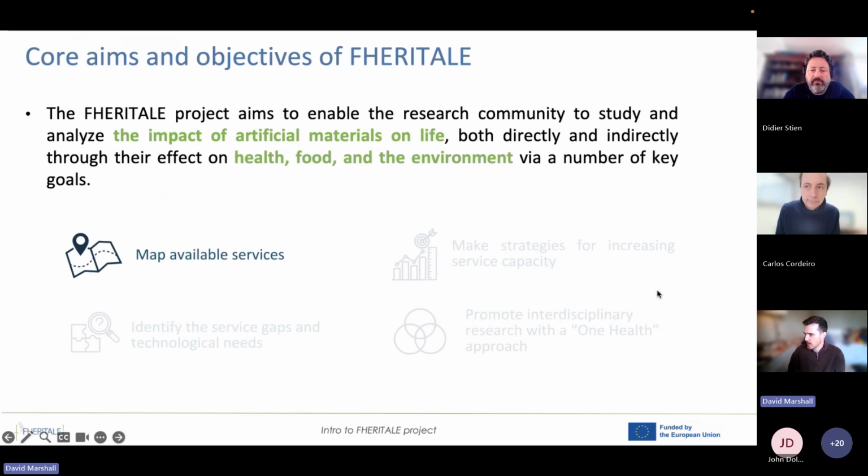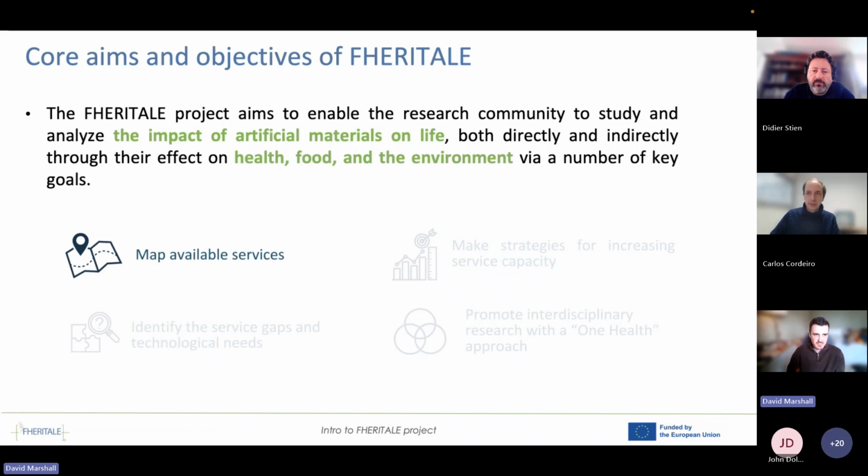So, the core aims and objectives of FHERITALE. Well, firstly, FHERITALE stands for Food, Health and Environmental Research Infrastructure to tackle emerging priorities. And what you can get from that is the project aims to enable and empower the research community to study and analyse the impact of artificial materials, including things like micro and nanoplastics, on life using a One Health approach. So this means taking into account both direct and indirect effects on things like health, food and the environment.